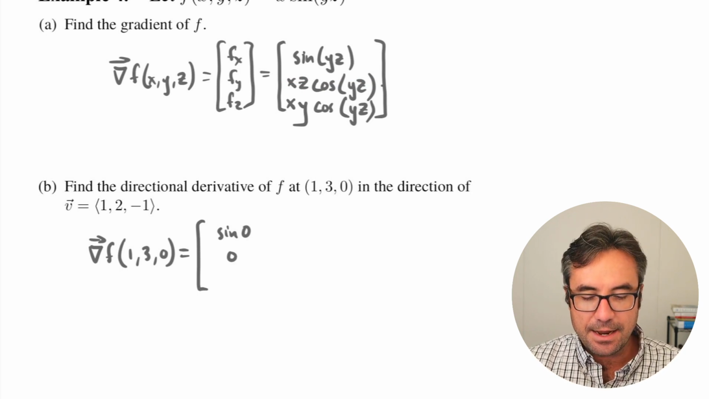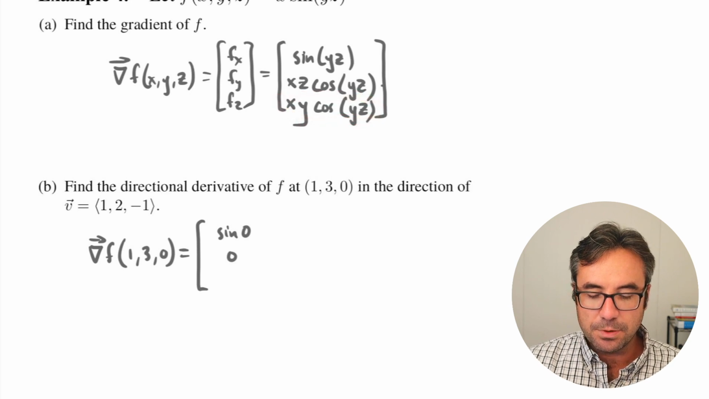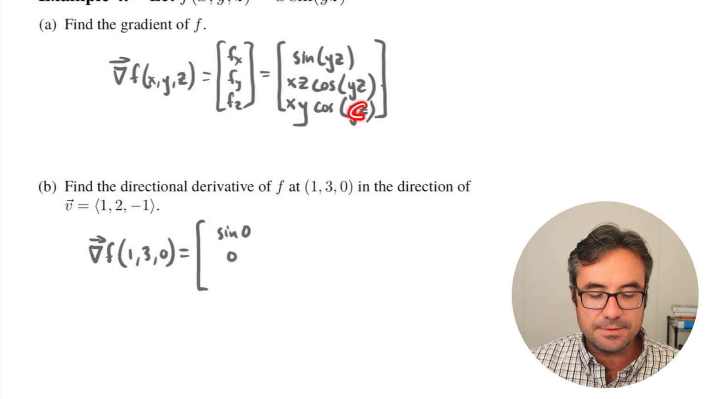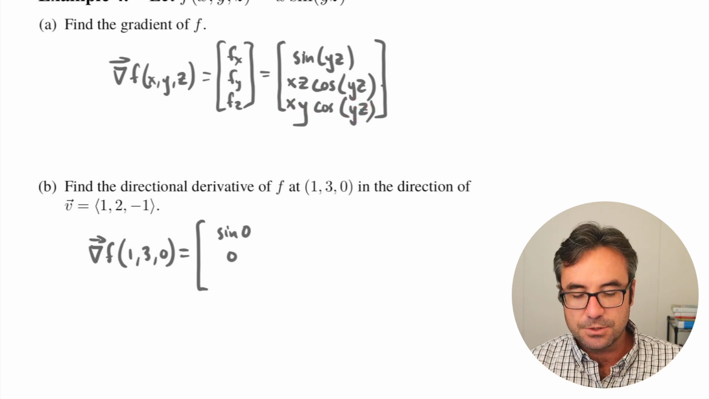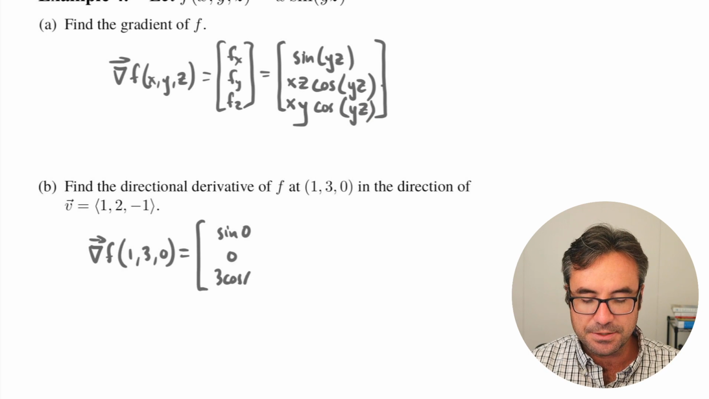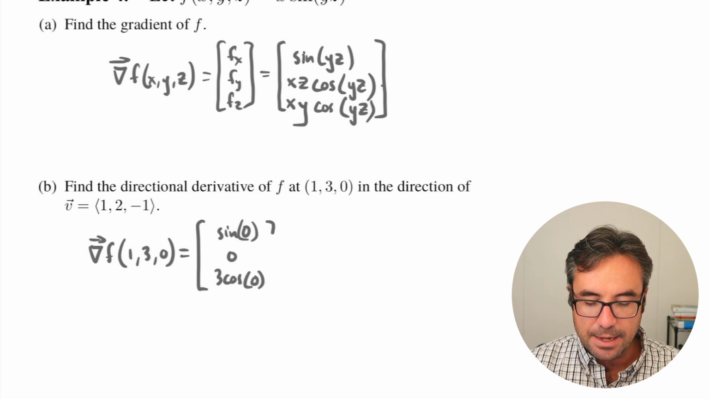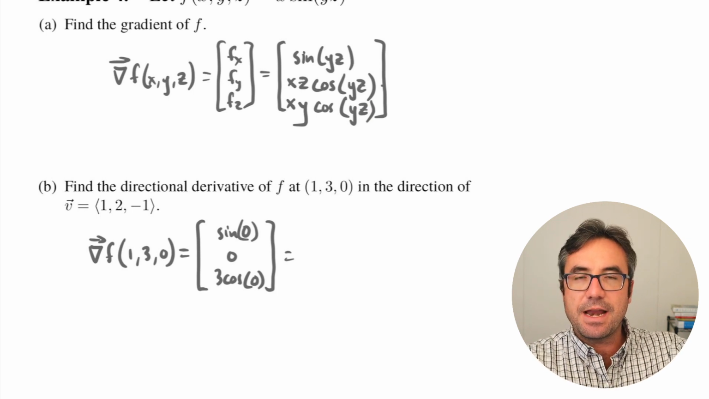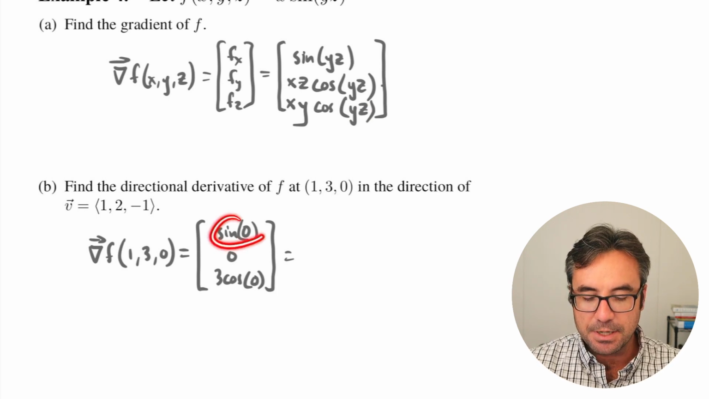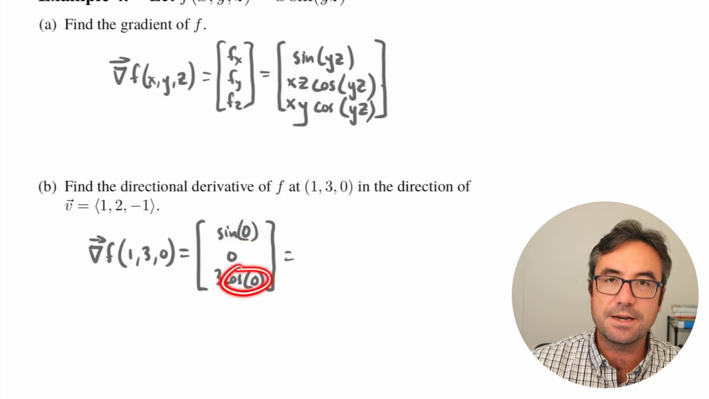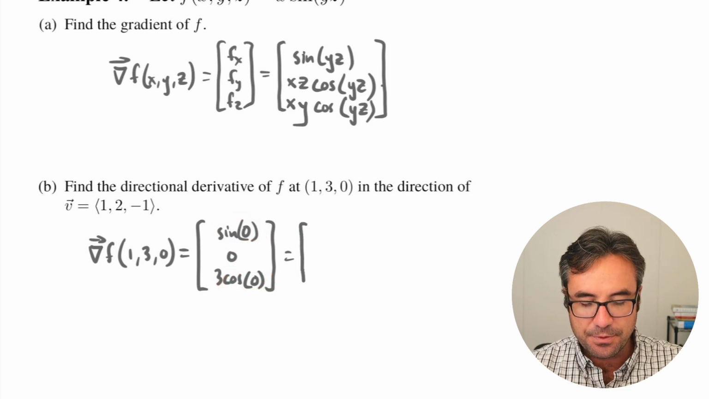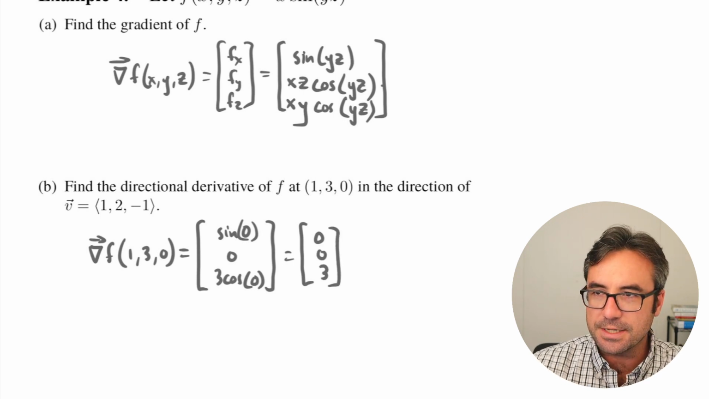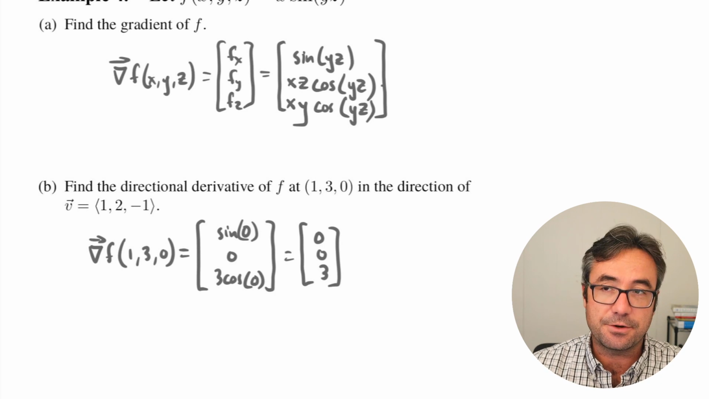And then down in our last component, we're plugging in 1 for x, 3 for y, and 0 for z. So we're going to end up with 3 times cosine 0. At this point we really should be starting to have these values memorized: sine of 0 is 0, cosine of 0 is 1. So we end up with the vector (0, 0, 3). All right, so that's our gradient vector.